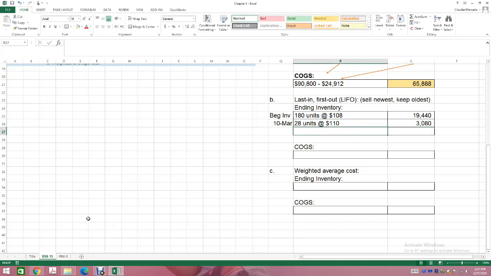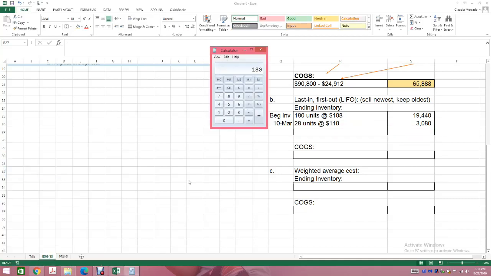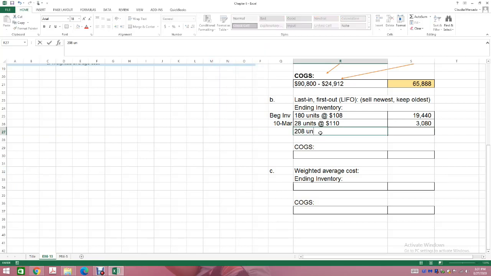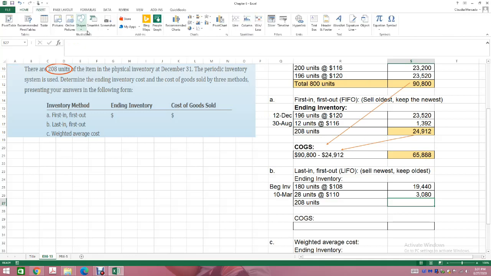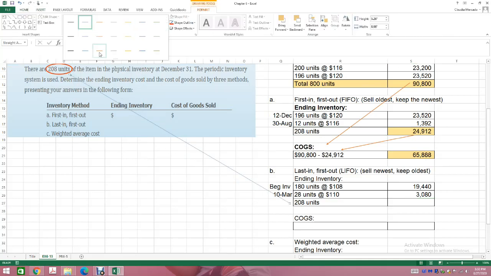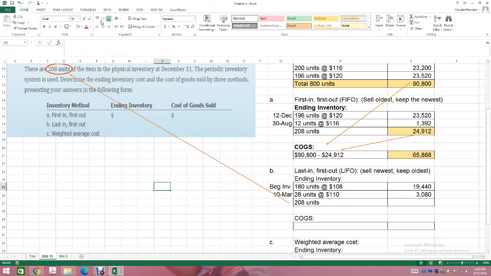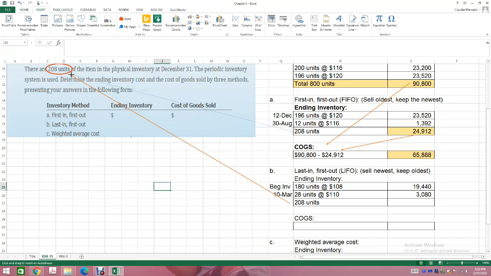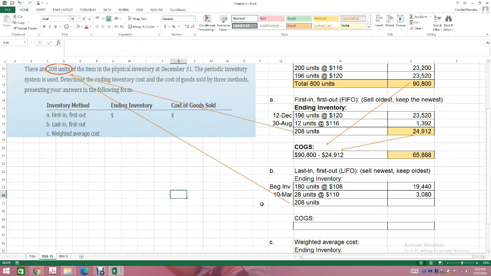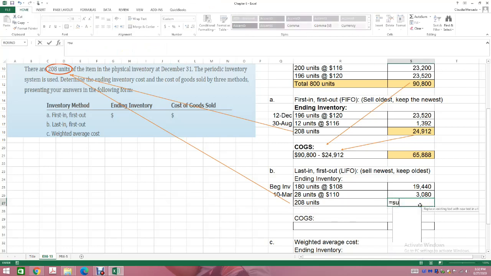Now I get my calculator out. I've got 180 units from my beginning inventory and 28 units from March 10th. That's 208. Perfect. That is how many units I should have, because those 208 units should always tie back to what they tell you you have left in the problem. You've got 208 right there.